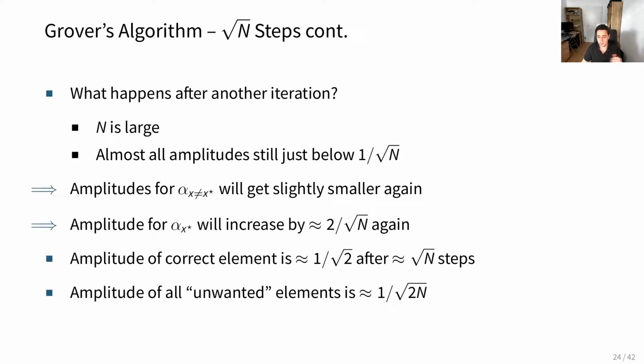And yeah, so the final thing is that we have a probability of about 1/2 after square root n steps for the correct answer, and the amplitude of all unwanted elements is then approximately that after square root n steps, which especially for large n is much smaller than the probability for the correct answer. So this is how that works in a sense.